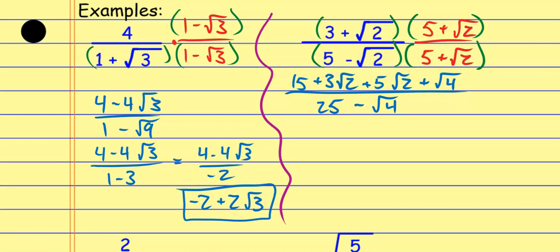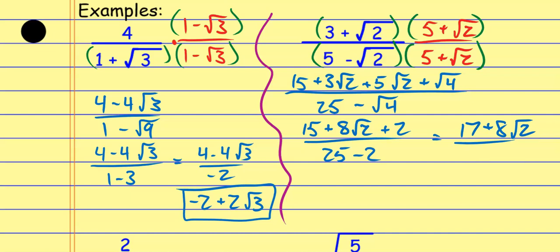And now I continue to simplify. In the numerator, I can combine some like terms. That's an 8 root 2. The square root of 4 is a 2. Down here, the square root of 4 is a 2. I continue to simplify. Let's see, that's 17 plus 8 root 2 all over 23. And I don't think there's anything else I can do there. So that's it. That's my answer. That's the denominator rationalized. Okay?